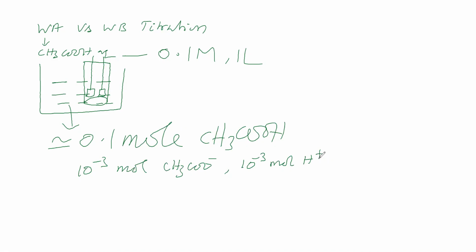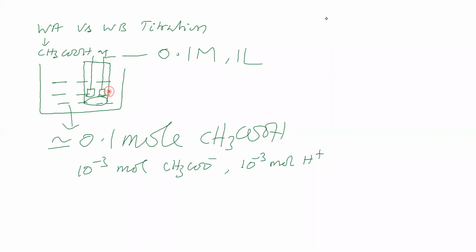Now you see that you have taken a weak acid versus weak base titration. The weak acid is an aqueous solution of acetic acid. This concentration is 0.1 molar. Suppose you are taking 1 liter in this vessel. To this you have dipped a conductivity cell. Using this conductivity cell, we will get the molar conductivity.